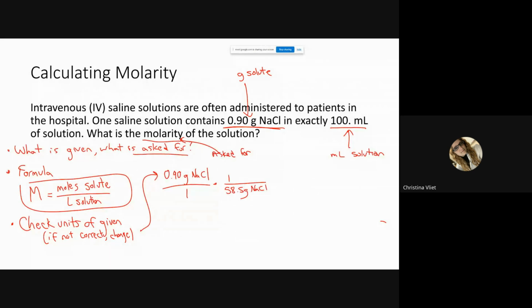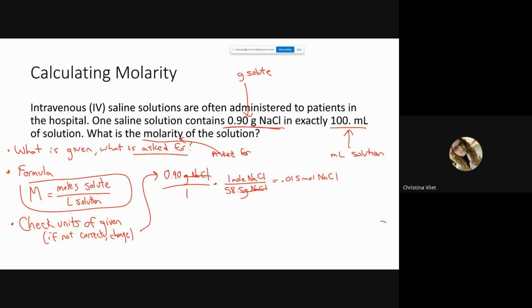And on the top, it's going to be 1 mole. You have to divide by the molar mass. This is why I had you practice earlier today, to remember that this is the thing you did: change grams to moles. So you're going to do 0.9 divided by 58.5, and you should get 0.015 moles of NaCl.